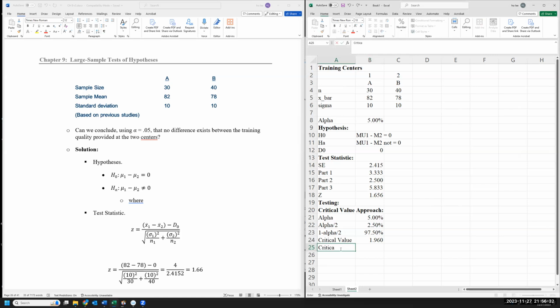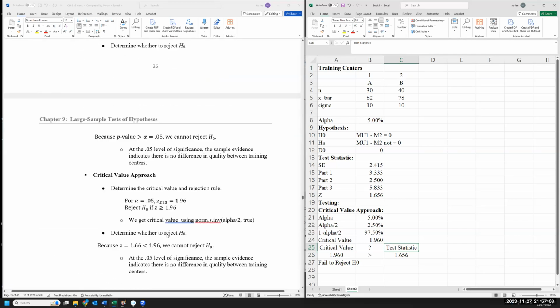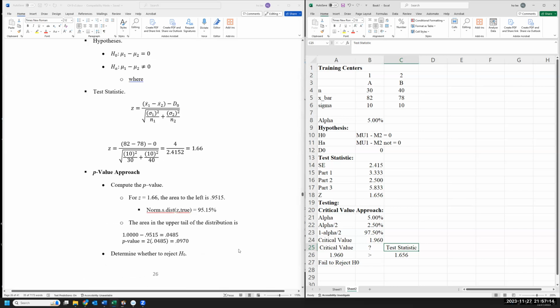And then we compare the critical value and the statistic. The critical value is this. The test statistic is that. And the critical value is greater. Again, we're going to fail to reject H naught here, because the critical value is a bigger number, meaning further away from the center or 0 than the test statistic. And you will see that here. Cannot reject is 1.66 compared to 1.96.